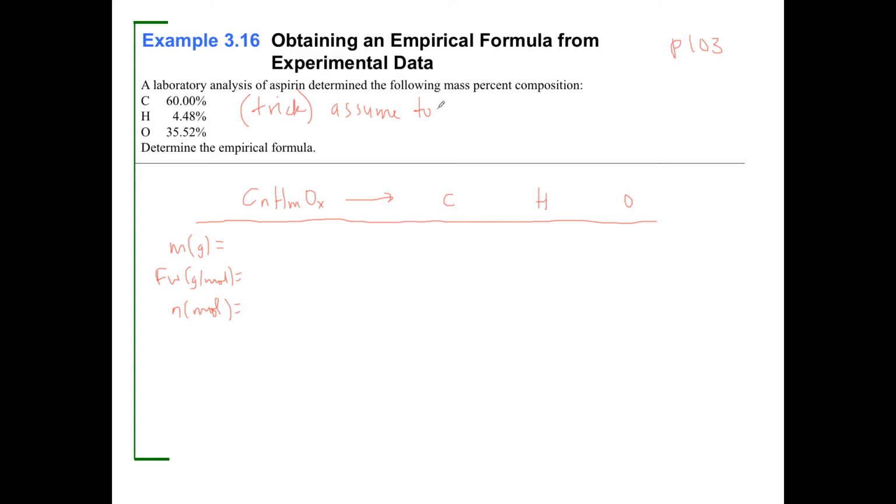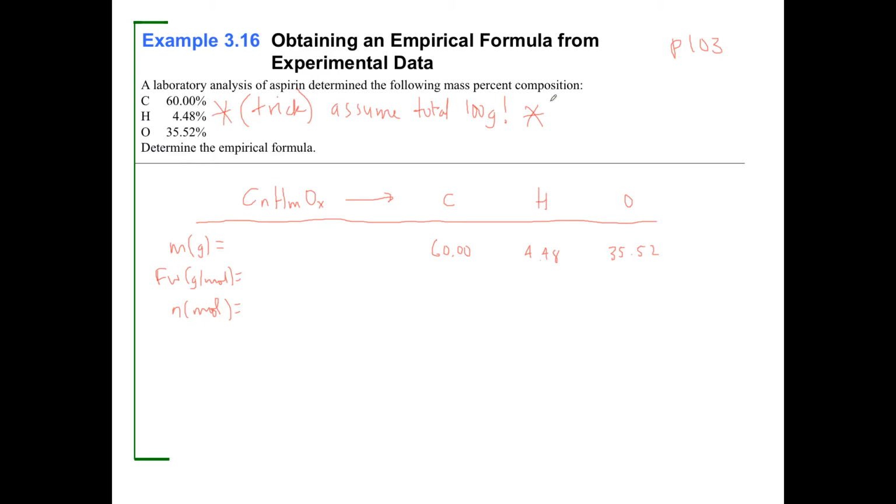Assume a total of 100 grams. Oh wow, if that's true, how many grams of carbon do I have here? 60%, or 60 grams. How many grams of hydrogen do I have? 4.48. And how many grams of oxygen? You see it? 35.52. This is the trick.